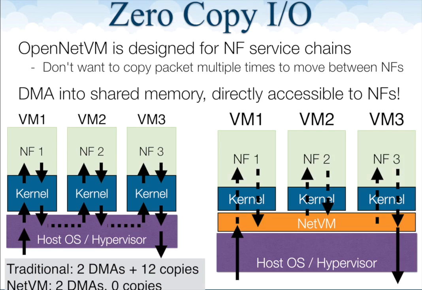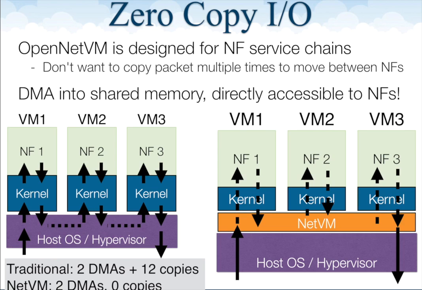With NetVM, we do 0 copy I/O. So we just need to DMA this packet once into the NetVM shared memory area. And then in my figure on the right, these dashed arrows that I have, those aren't real packet copies. We don't have to copy all of the packet data. Instead, we just have to give the network function a pointer to where that data is located. So that's much more efficient than copying the entire packet back and forth.